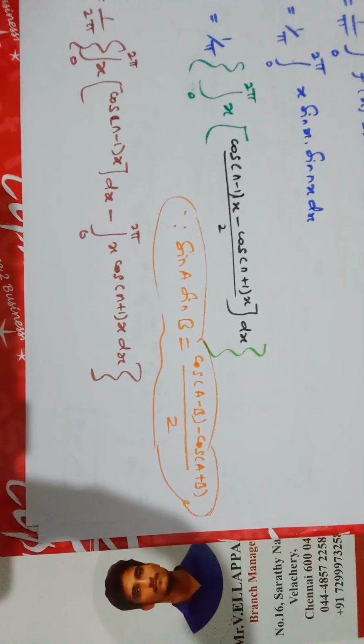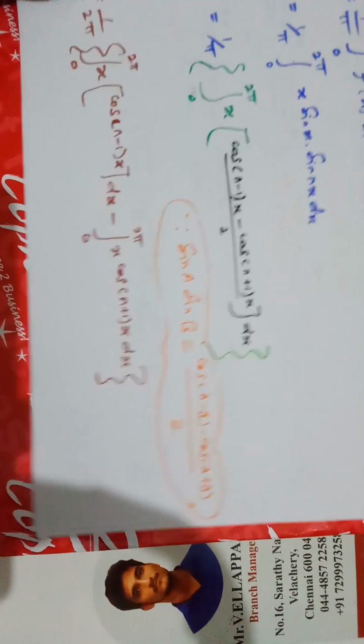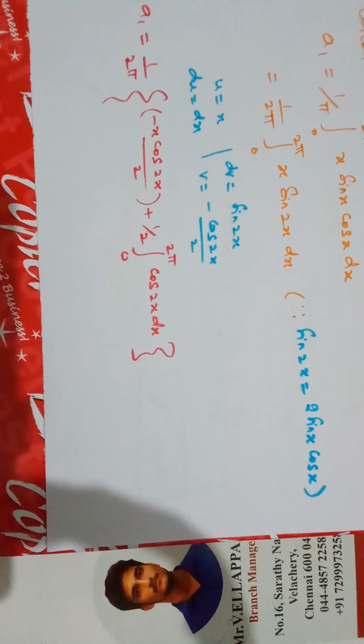Now for the next one, I have an and bn, isn't it? So for an and bn, I substitute n equal to 1. The term becomes 1 by pi, integral 0 to 2 pi of x sin x cos x dx. Sin x cos x, as we already know, is sin 2x by 2. So 1 by 2 pi, integral 0 to 2 pi of x sin 2x dx.